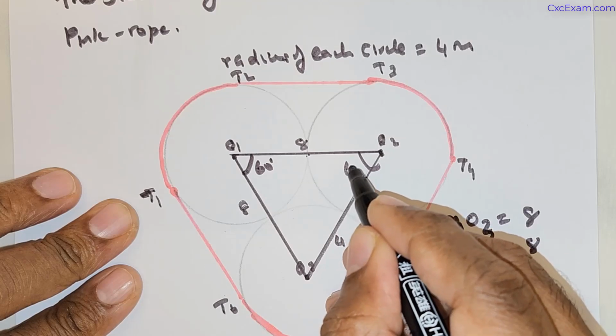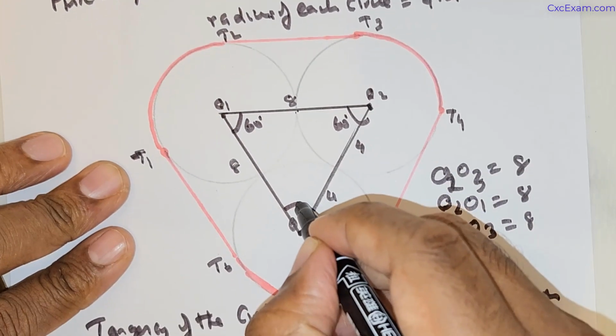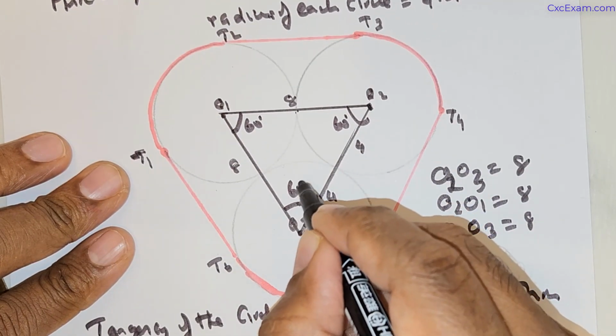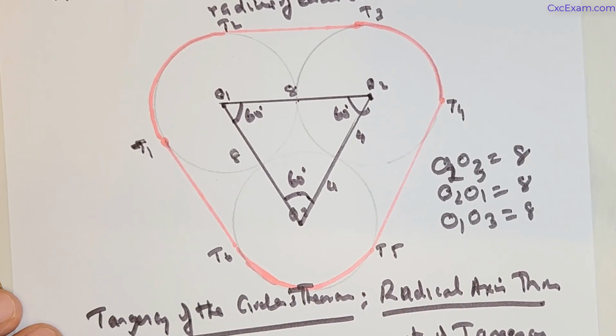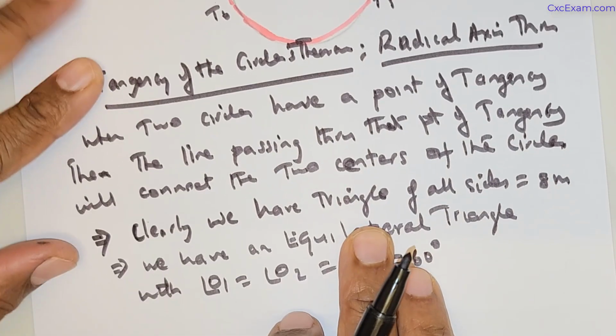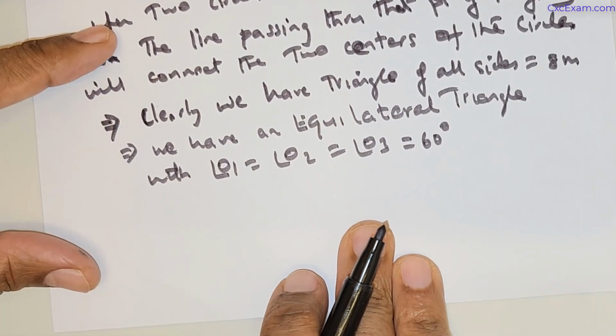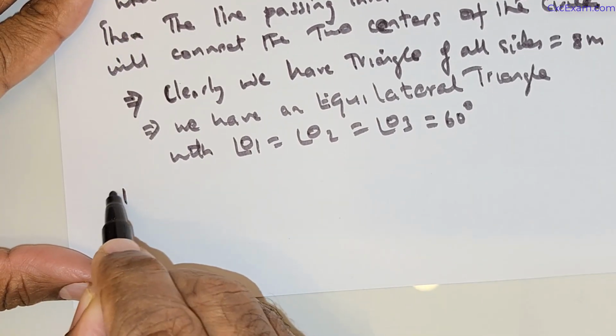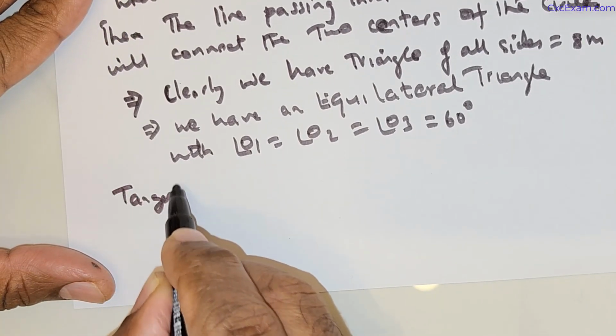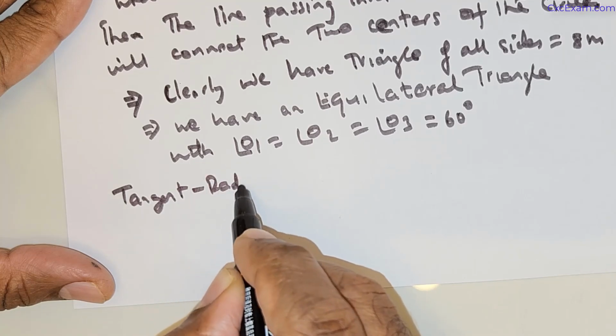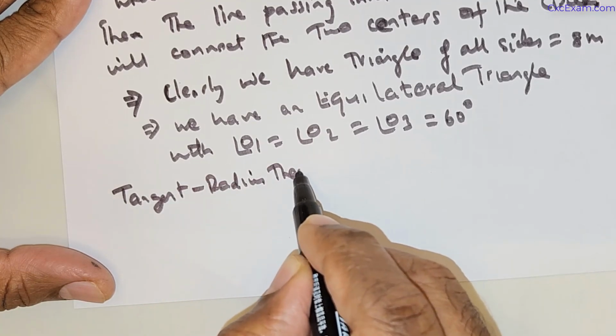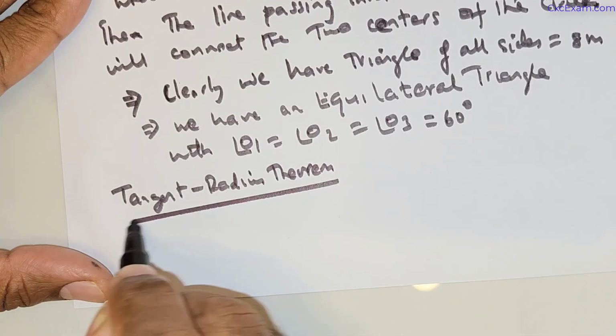So that is the first important step towards solving this question. Okay, now I will have to use another theorem. So this is called the tangent radius theorem. Tangent radius theorem, or simply referred to as the tangent theorem.